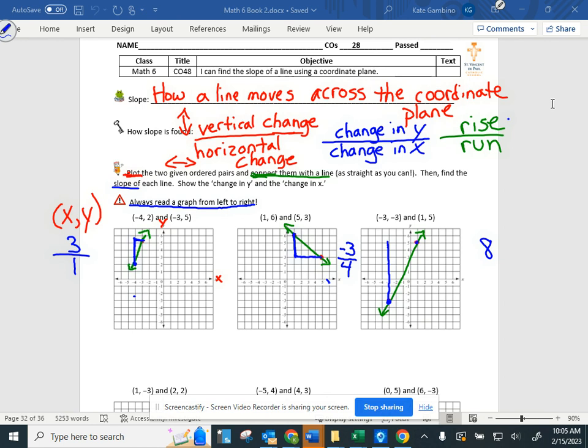Isn't it like when the dot comes first? Yeah, the dot on the left. So whatever dot's on the left, that's where you start. Then you look at your second dot and say, is that line going up or is the line going down? If the line's going down, your rise is going to go down and it's going to be a negative.